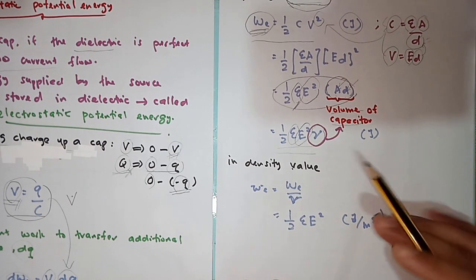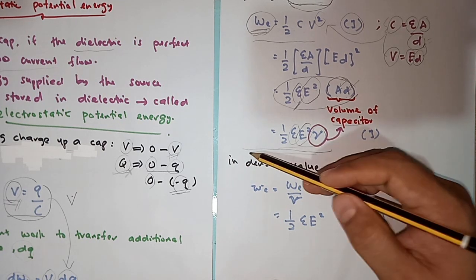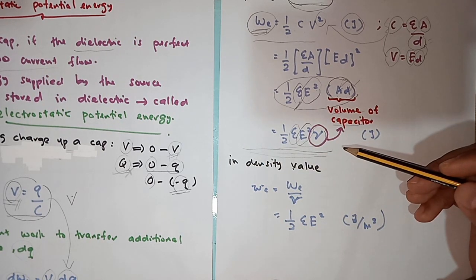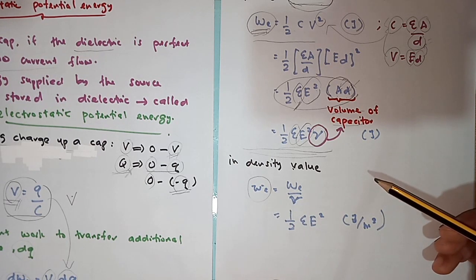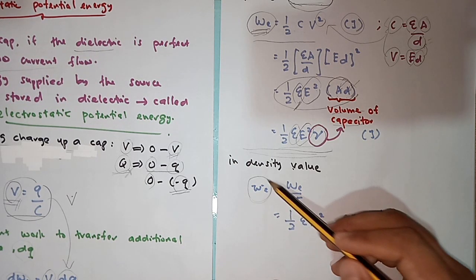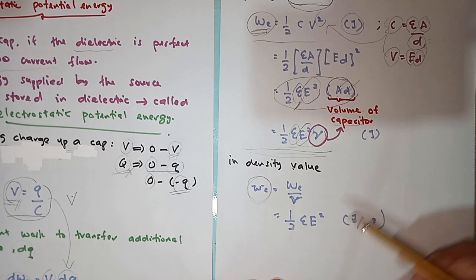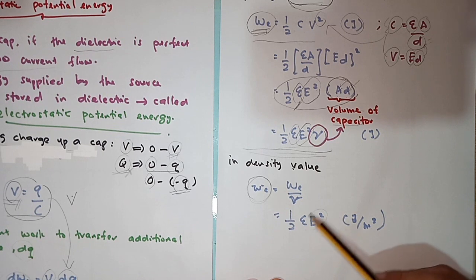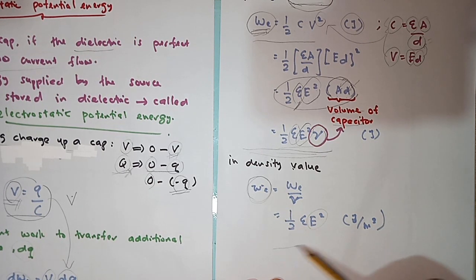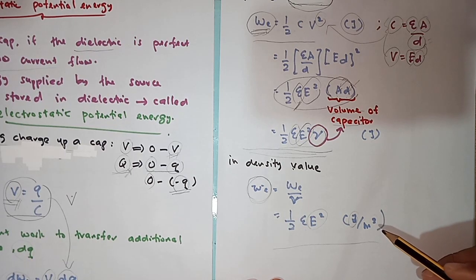If we consider this value of energy in terms of density, we will have the density of work, or the energy stored in the dielectric, equal to half epsilon E squared, and the unit in this case is joule divided by m to the power of 3.